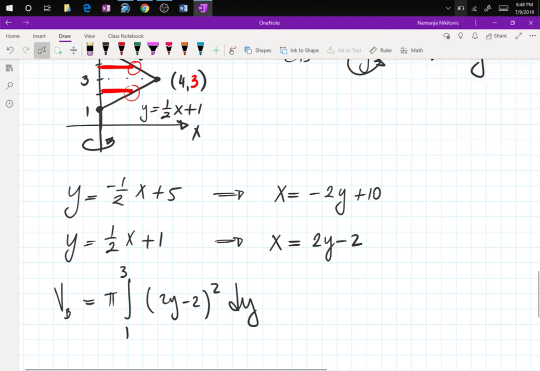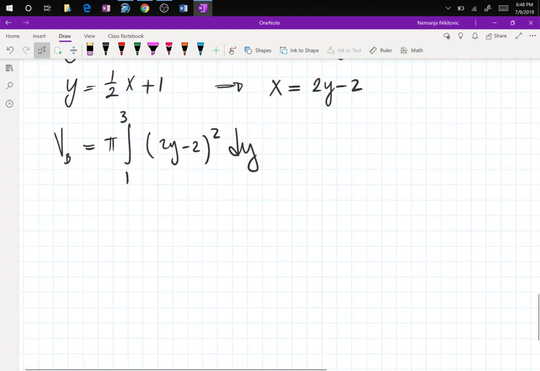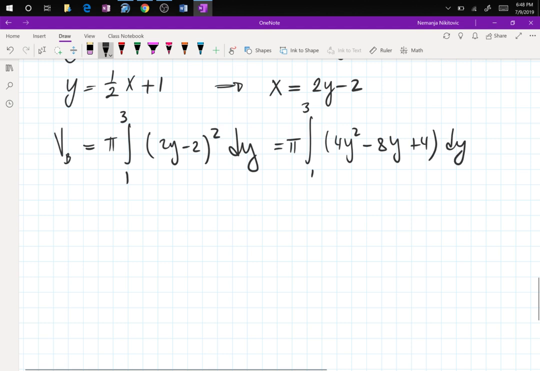30%. All right, let's try and see. So this should be simple. FOIL. We get 4y squared minus 8y plus 4. Don't forget the middle term, dy. Plug in. Well, now you integrate.